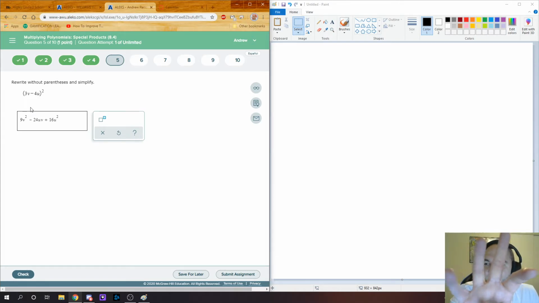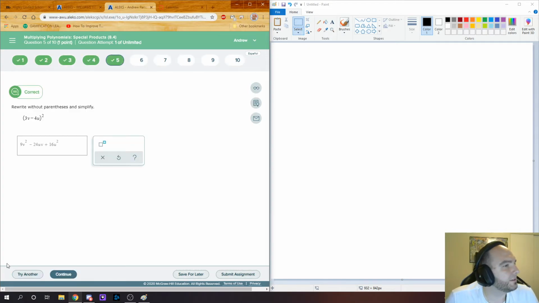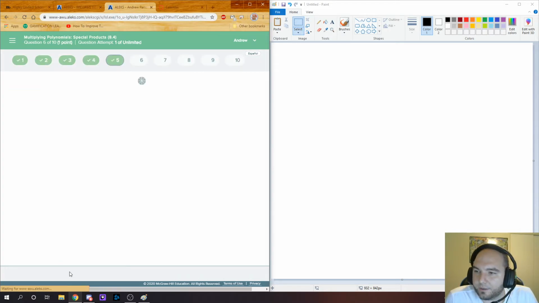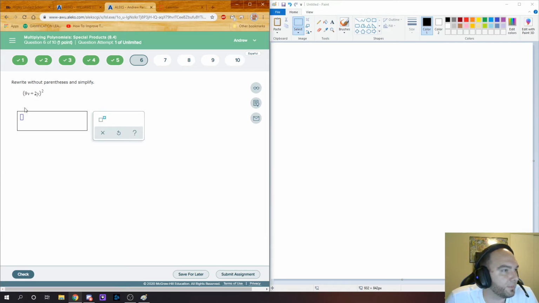9v squared would be one, 16u squared would be the other, and in the middle, these two middle terms would be two of the same thing that add up to make 24. I hope that makes any kind of sense. I am so sorry. And so much I can show by flapping my hand in front of the camera.